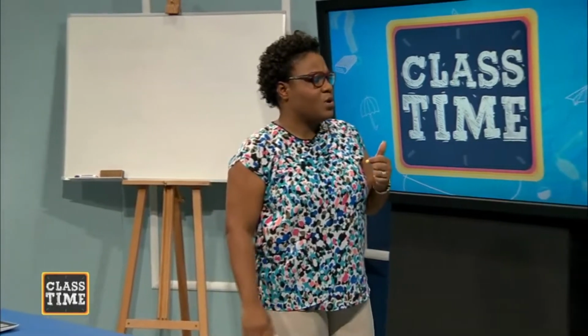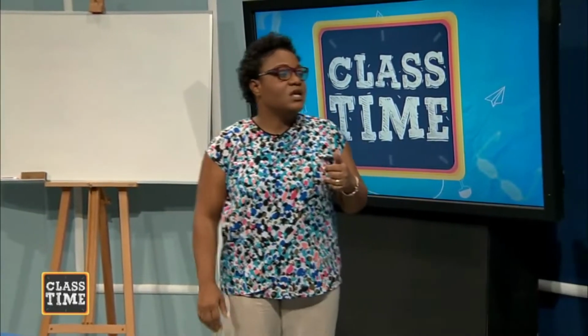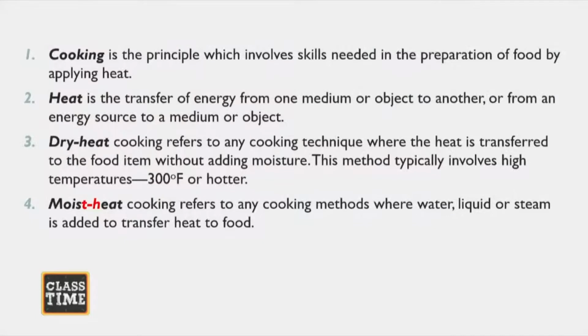Now let's go back to moist heat. So moist heat cooking refers to any cooking methods where water, liquid, or steam is added to transfer heat to the food. Now the difference between moist and dry heat is that with dry heat, you do not add any moisture. And the reason why you don't need to add any moisture is because moisture is already present in that food item that is being cooked.